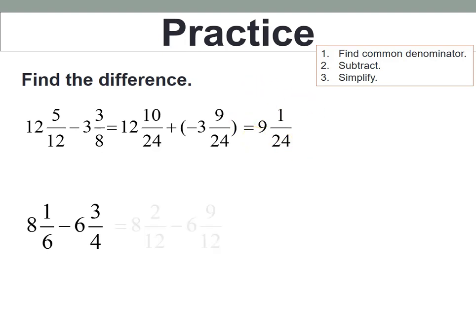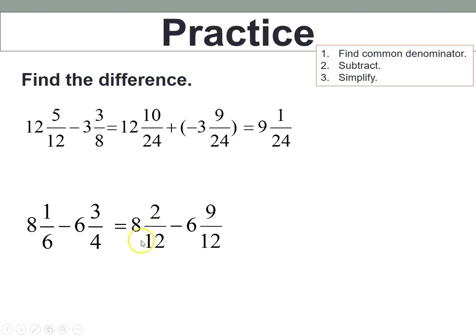Now let's try this other one. So first we need to find a common denominator, and you should have found 12, and your equivalent fraction should have been 2/12, and for 3/4 your equivalent fraction should have been 9/12. I've kept the whole numbers the same. 6 and 6, 8 and 8. Now, our first numerator is not bigger than my second numerator, so now I need to turn them into improper fractions. So let's do that.